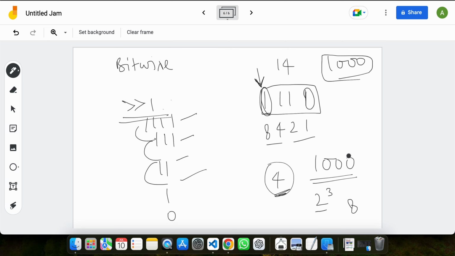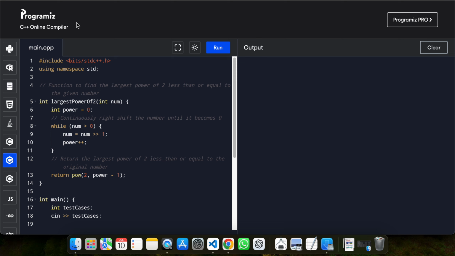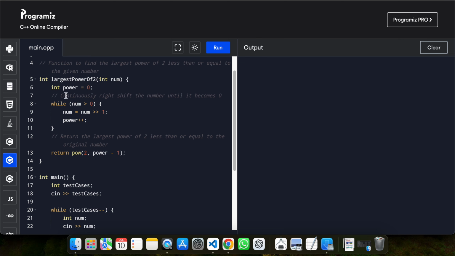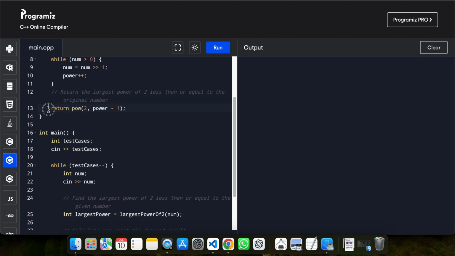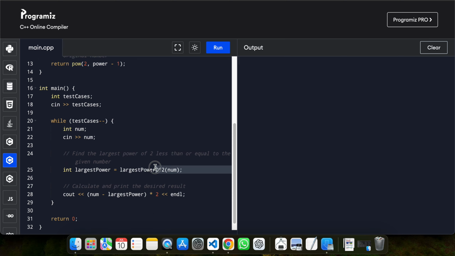Similarly, I have done this in the code. Let's see the code. Here I have created this function which takes the number and returns the number which is just smaller than or equal to the given number and a power of 2. As I have discussed, I have used a repeated bitwise right shift by one place, and I am counting how many times I have done this operation, and I will return a number that is a power of 2 and just lower than the given number.